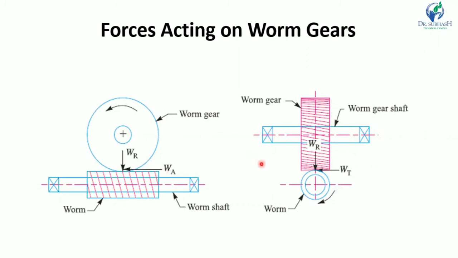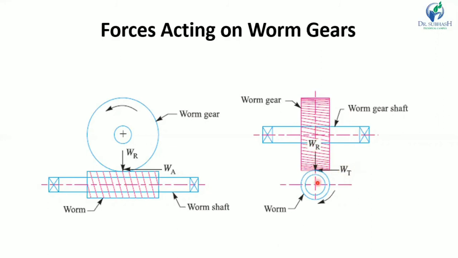Okay, shown here, in this case, this is the worm shaft. The worm gear is rotating in this direction. You can see WR is the radial load and WA is the axial load. And here in this case, WT is the tangential load and WR is the radial load.